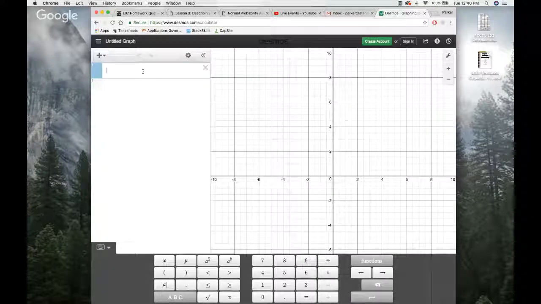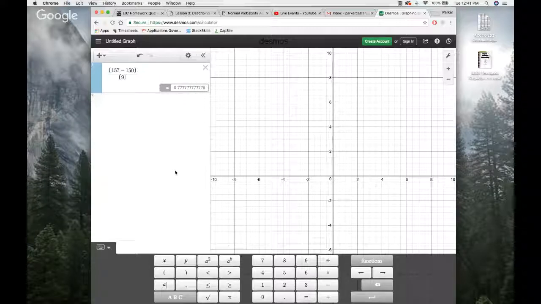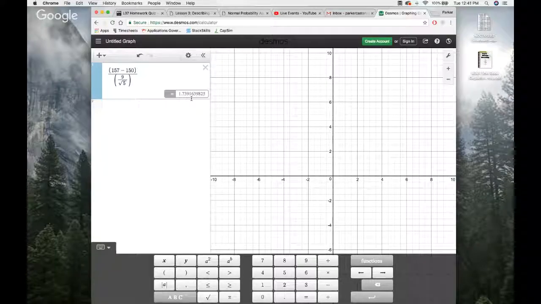You'll come to Desmos and you'll put in 157 minus 150. And don't forget your parentheses, otherwise it messes everything up. And you'll do divided by, crap, isn't it like the square root of something? Yeah, so it's 9 divided by the square root of 5, which is the sample size. Oh, that's where I messed up. Okay. And you put that in. So now we have 1.739.